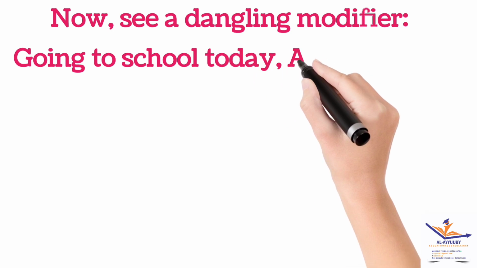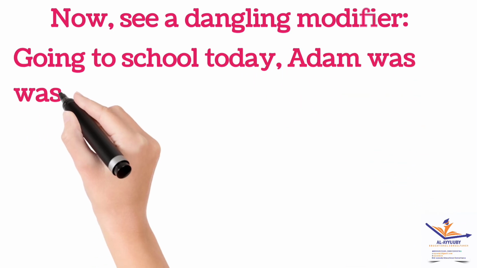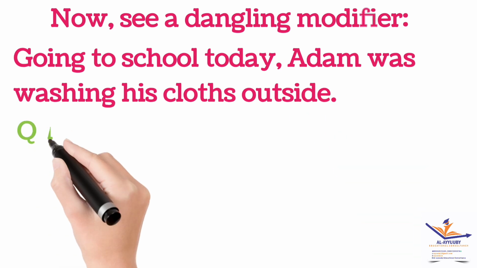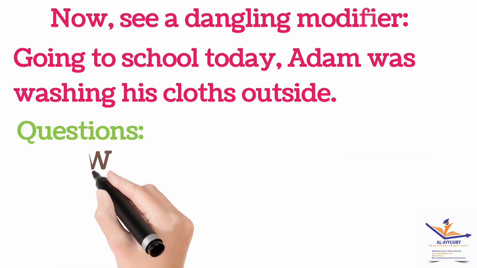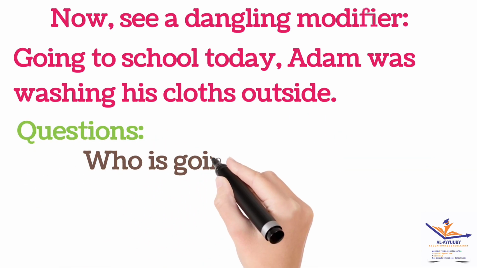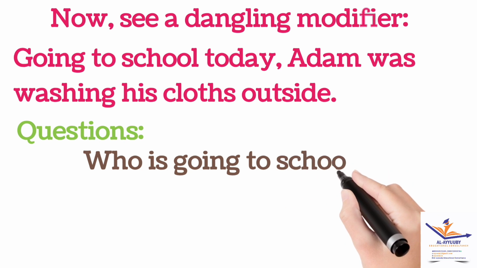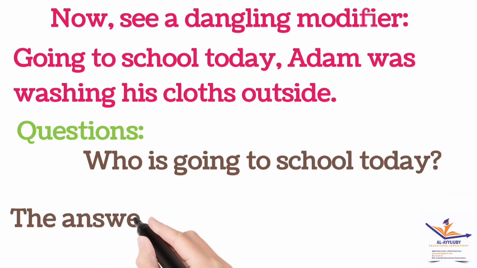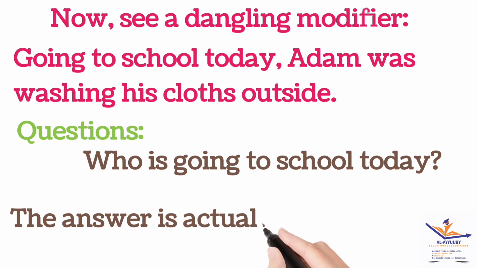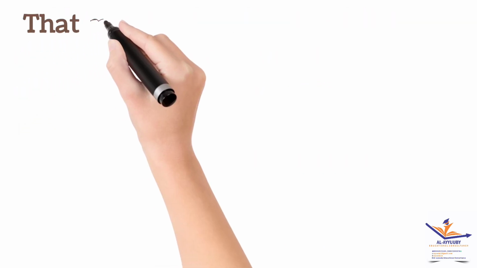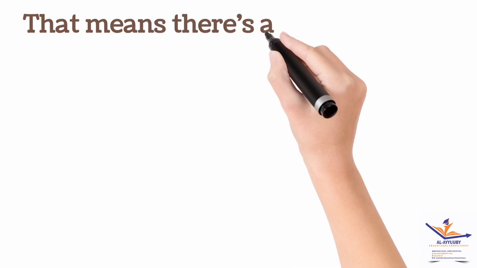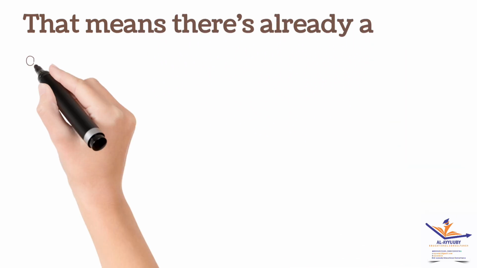Going to school today, Adam was washing clothes outside. Now, if I may ask you, who is going to school today? Or who was going to school today? The answer is I. And who was washing clothes outside? That is Adam.